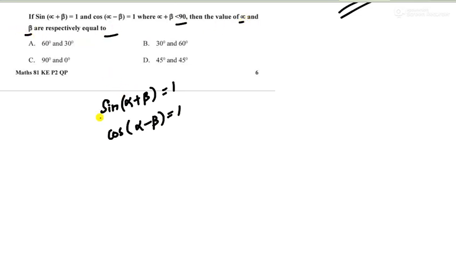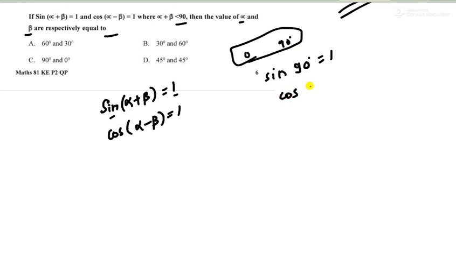So see, for what value of sine from 0 to 90 degree do you get 1? For sine 90, right, sine 90 degree is how much? 1. So similarly, for what value of cos from 0 to 90 do you get the answer as 1? It is for cos 0, correct? For cos 0 we get 1. So what does it show? It shows that alpha plus beta is 90 degree, right? And what is alpha minus beta? It is 0 degree.